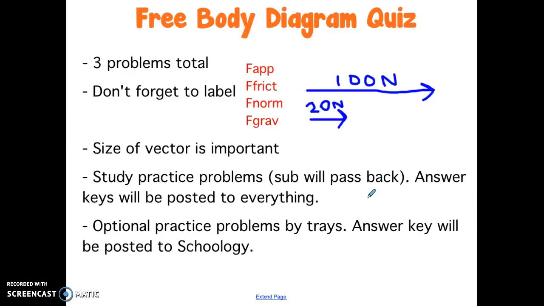I can post answer keys to everything in Schoology this afternoon. There's also a worksheet over by the trays if you want to use that as a study guide. Again, it's optional, but the answer key will also be posted to Schoology. You also have notes as well, so just please make sure you're taking the time to look anything over or do any extra practice problems in order to prepare for the quiz.